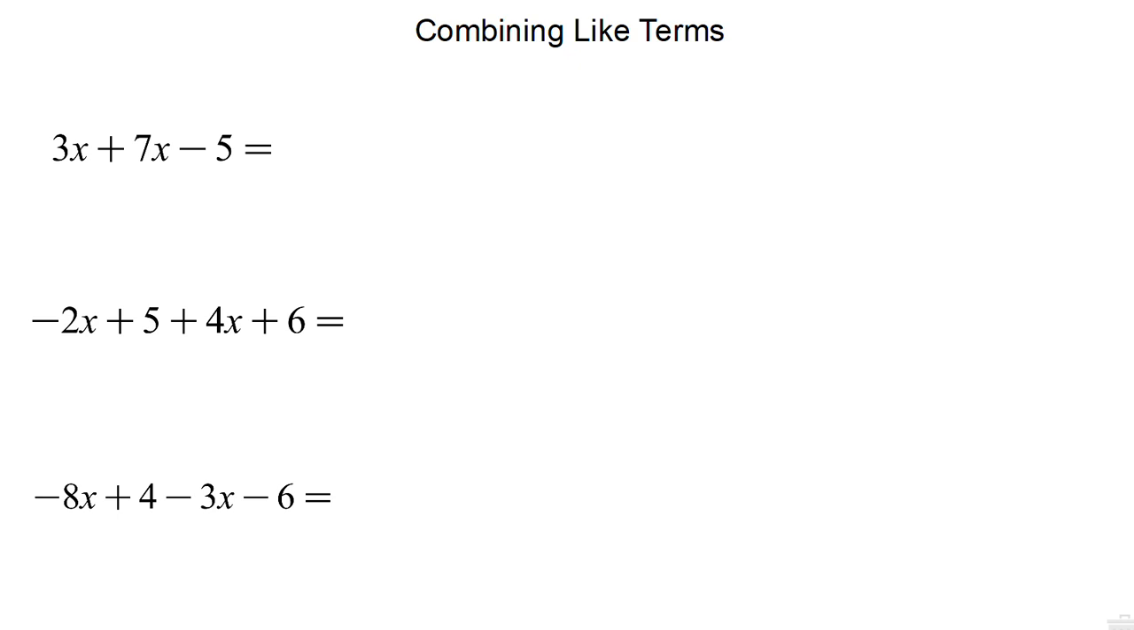Sometimes you'll be presented with an expression that has what we call like terms. Like terms are pieces of an expression that look the same. So they both have an x in them, or they both have a y in them. Just like a quick example, an x and a y are not like terms. But a 2x and a 3x are like terms because the variable on them is exactly the same. There may be a different coefficient on them, but they can still be combined together.